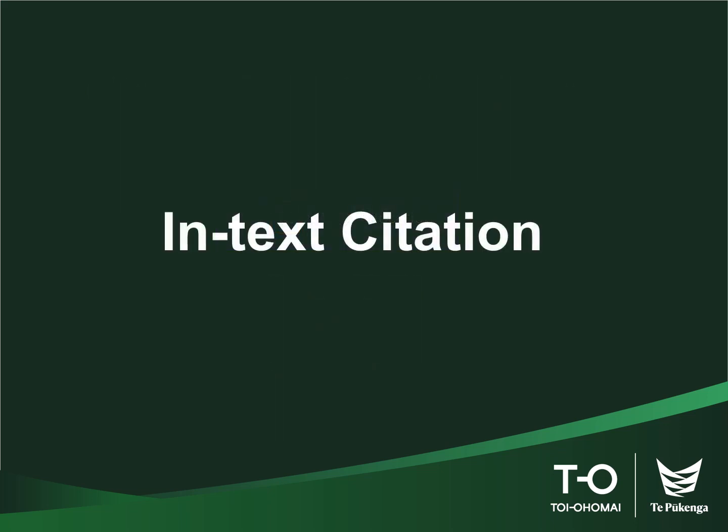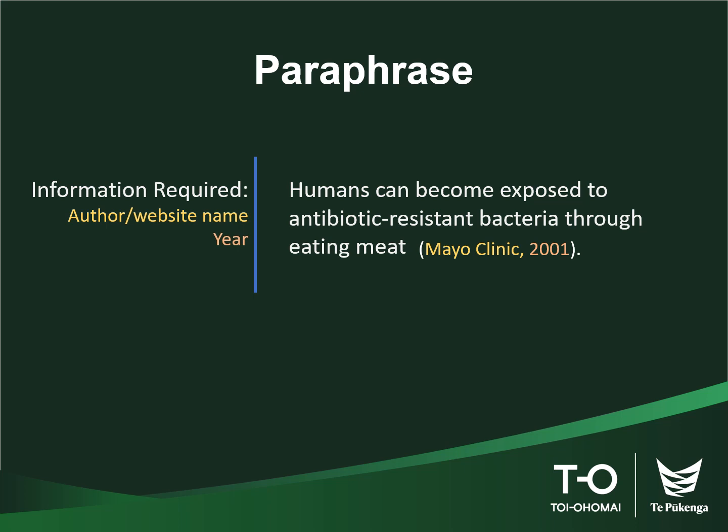In-text citation. For an in-text citation at the end of a paraphrase, add the author's last name or the website name if no author is listed, followed by a comma and the year of publication. All of this information will be in round brackets followed by a full stop.